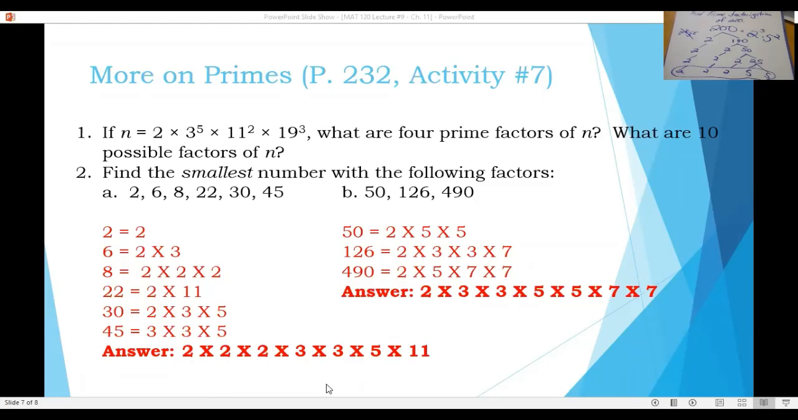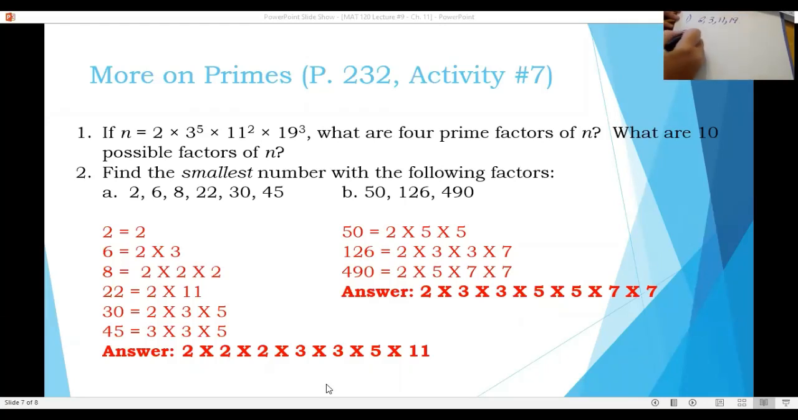Can you find 10 possible factors of n? Well, all you have to do is find ways to multiply these together in different ways. And notice you can use the number 3 5 times, the number 11 twice, and the number 19 3 times. So there are a whole bunch of different numbers you could make. Let's go through that motion. First, what are the 4 prime factors? The 4 prime factors are 2, 3, 11, and 19.